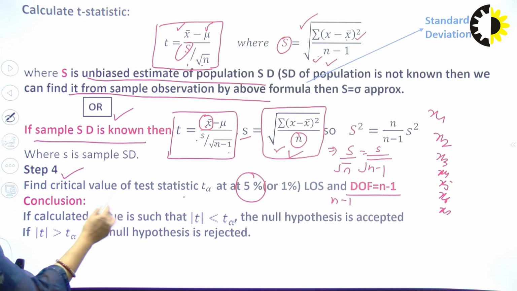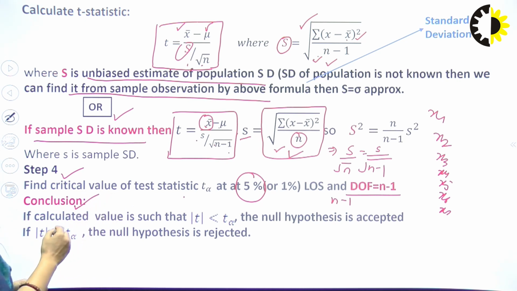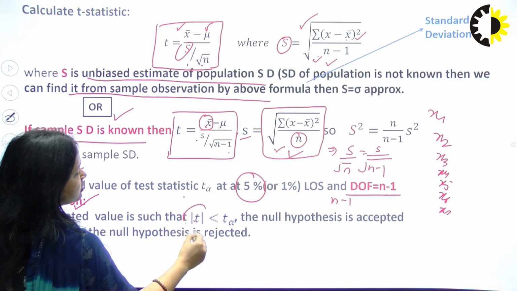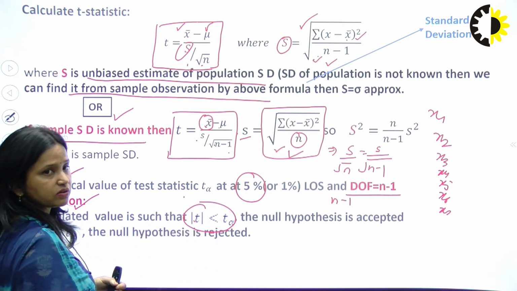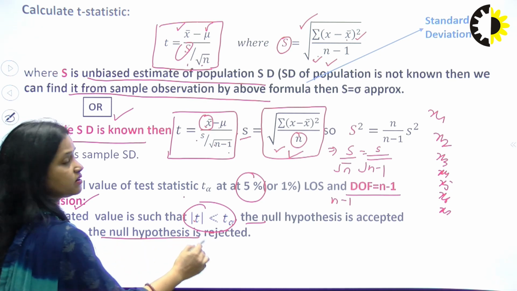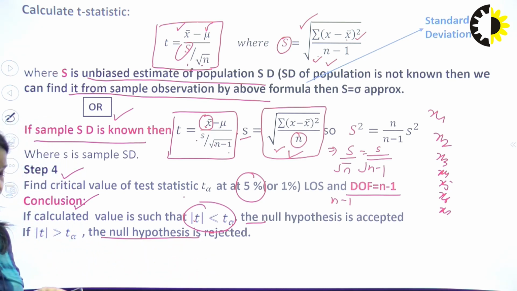Now from the table we can find the critical value, and the next step is taking the decision. We compare the critical value and the calculated value. If the calculated value is less than the critical value, then the null hypothesis will be accepted, otherwise we will reject it. So this is the procedure of applying the t-test.